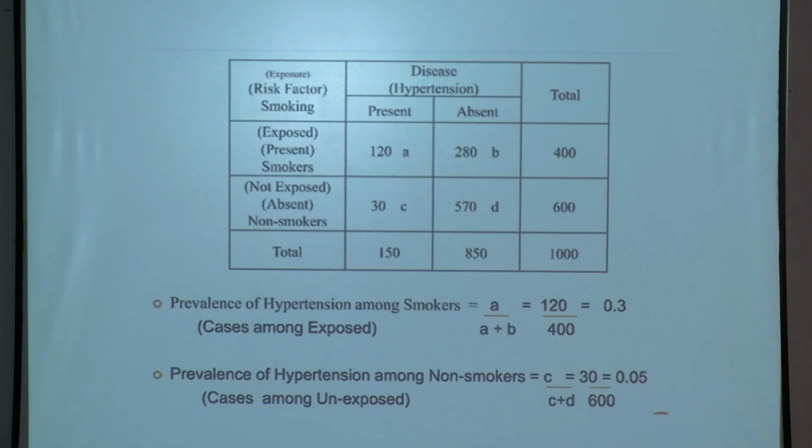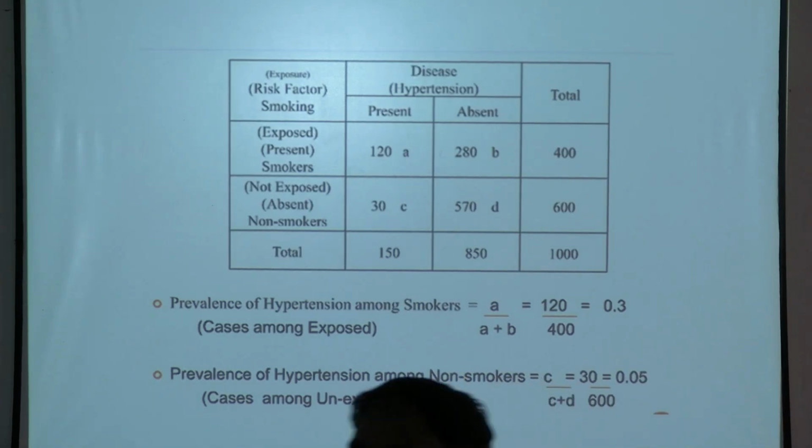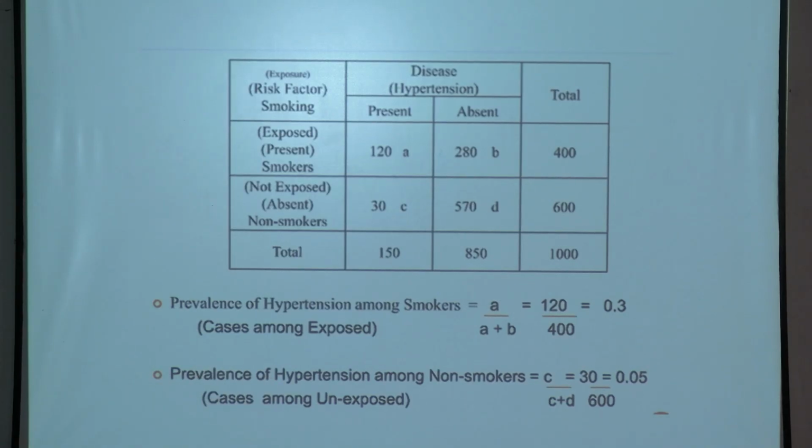So how many percentage of hypertension among smokers? A by A plus B. 120 divided by 150. Is this part clear? Percentage of people with hypertension among smokers. In this figure, how many have hypertension?